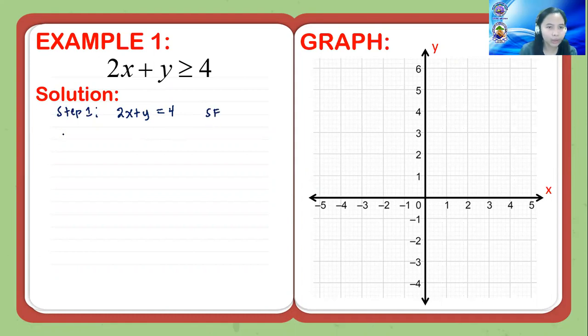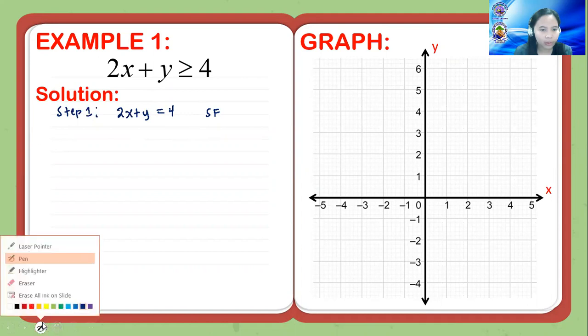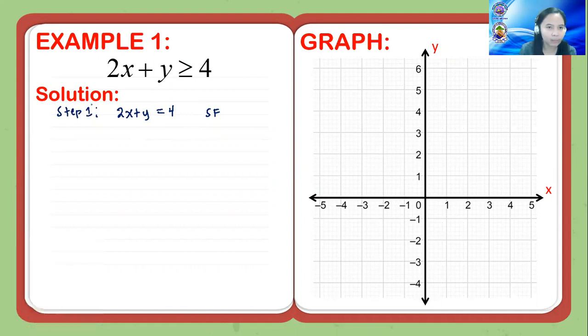Then for step number 2, since we are done with step 1, we will move on. For step number 2, you have to graph the resulting equation, which is 2x plus y is equal to 4. Since this is standard form, you have to find the x-intercept and the y-intercept. We will use a shortcut way to find the x-intercept and y-intercept.